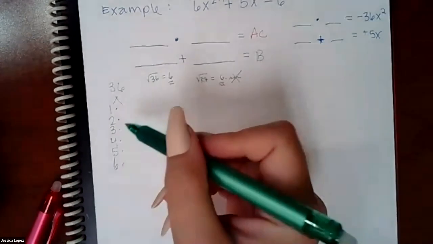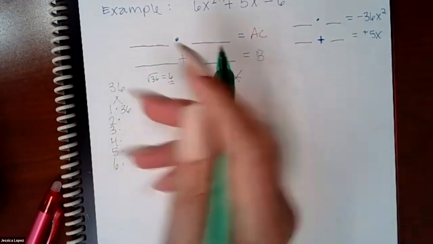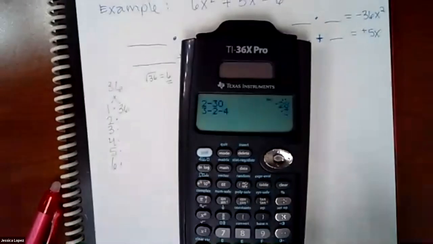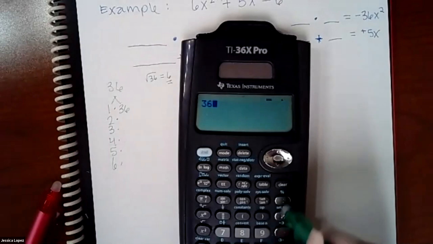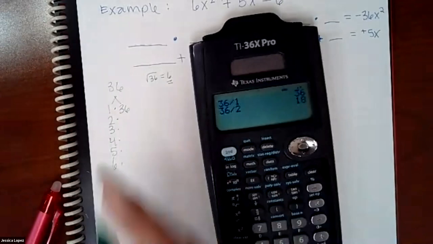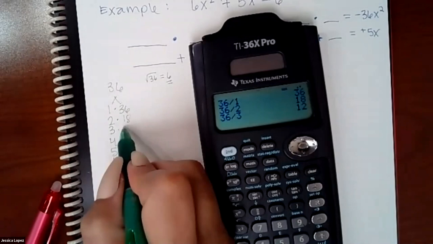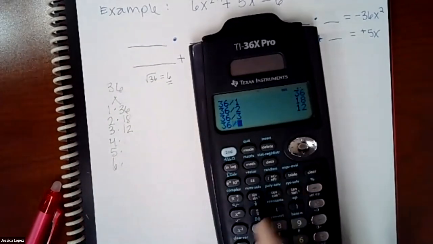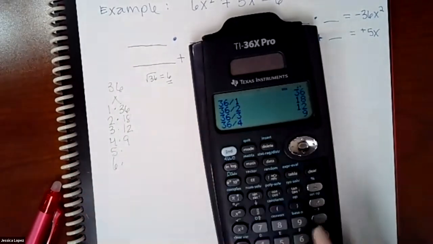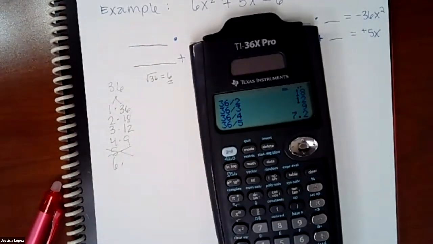So then I start trying to figure out, well, 1 times what will give me 36? You can use your calculator to figure that out. You can do 36 divided by 1, 36 divided by 2 to figure out the next one, 36 divided by 3. This is in case you're not great at your multiplication tables, you don't remember all of these things, then you have something to revert to, okay? Notice that that one's a decimal, okay? I can't put decimals in here, so 5 is not going to be a factor.